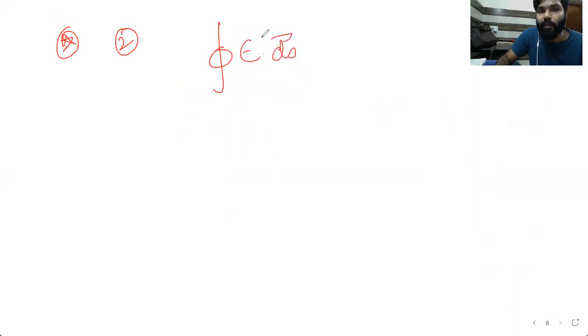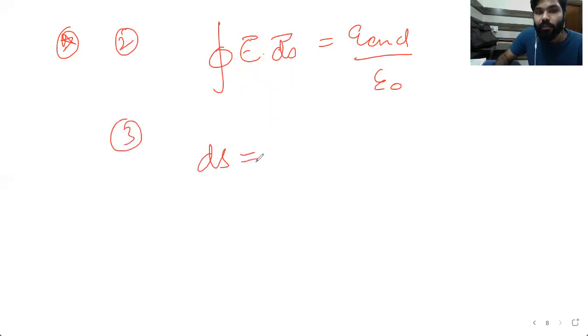Now step 1 is done, that is finding the Gaussian surface. The second step for applying Gauss law is writing its mathematical expression, which is the integral of E dot ds equal to Q enclosed over epsilon naught. In the third step, when you find ds, you will get 2 pi r l, which is the curved surface area of the cylinder. L is the length of the cylinder.